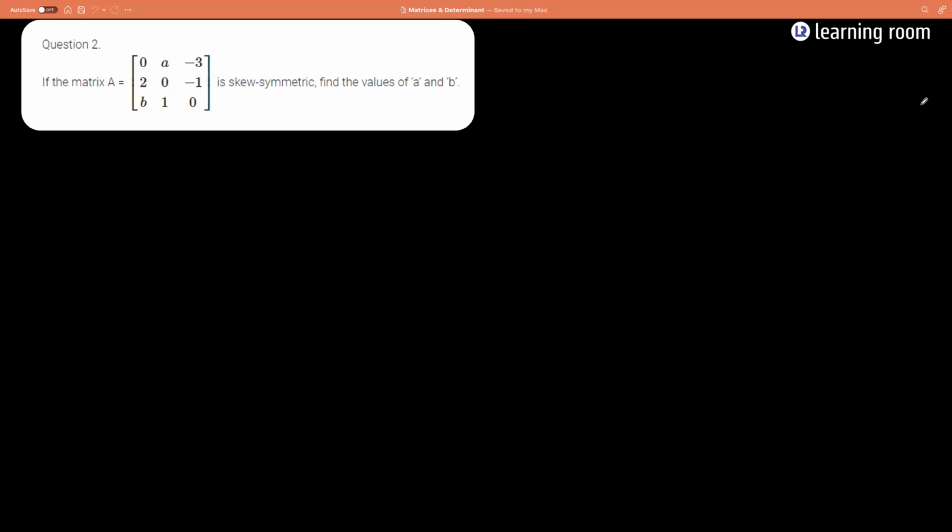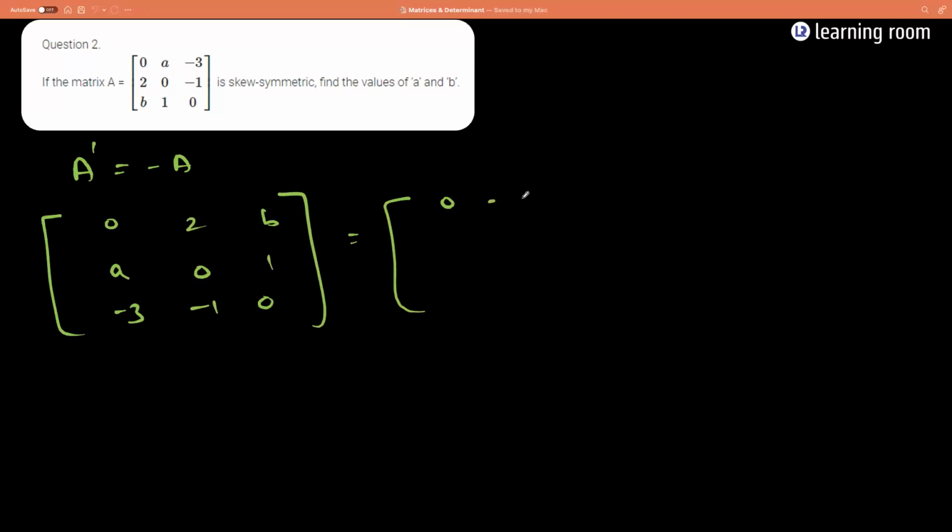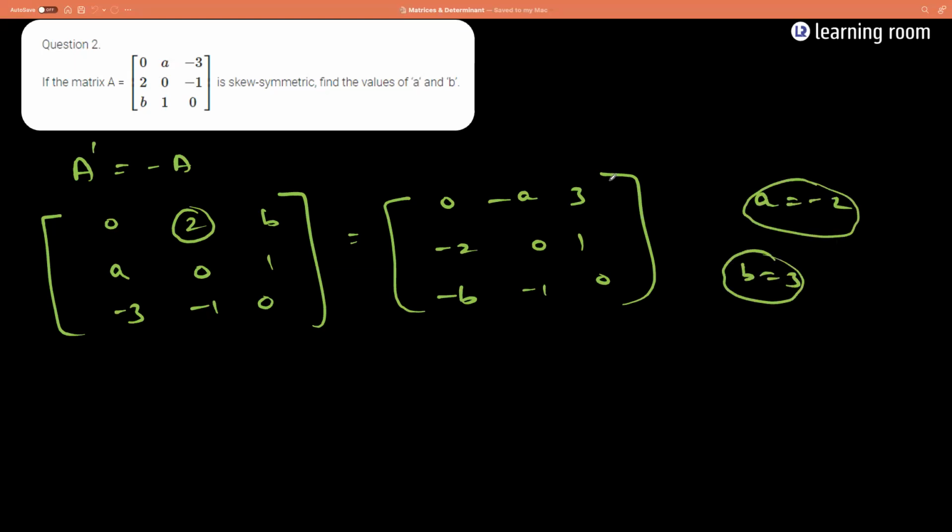So if the matrix is skew symmetric, then find the value of a and b. What is the meaning of skew symmetric? A transpose will be equal to minus of A. So A transpose is the negative of A. Find it. So A transpose is [0, a, -3; 2b, 0, 0; -1, 1, ...] which is equal to negative of A, which is [0, -a, 3; -2, 0, 1; -b, -1, 0]. So a is -2, b is 3.